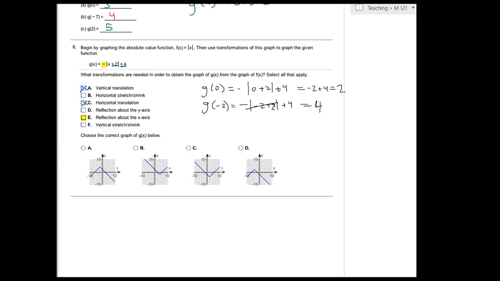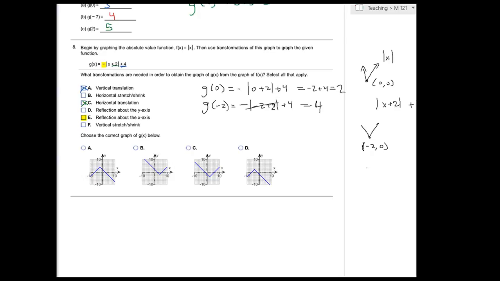So this point was at 0, 0, right? The point of an absolute value is normally at 0, 0, and this is the absolute value of x. But we're moving it 2, so if I have the absolute value of x plus 2, that's going to go to the left. So that's going to be at negative 2, 0. That's where that point's going to be. And then that plus 4 is going to move it up.